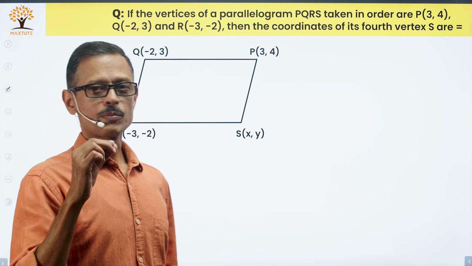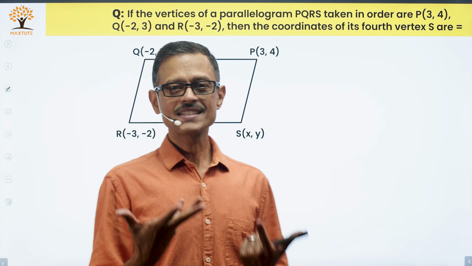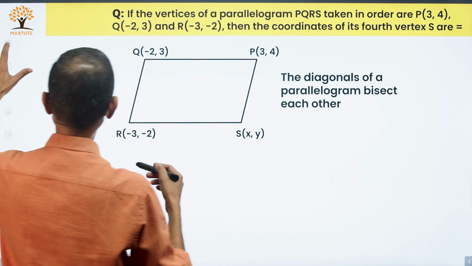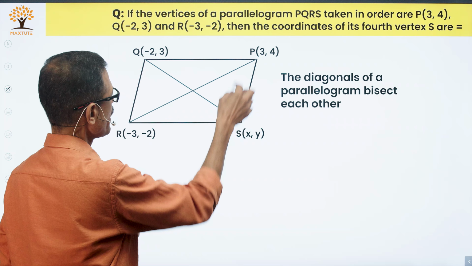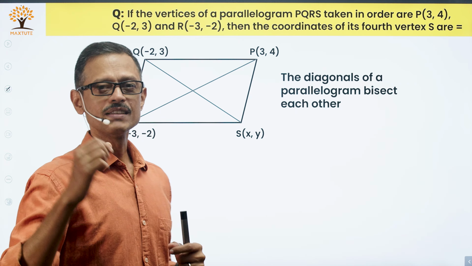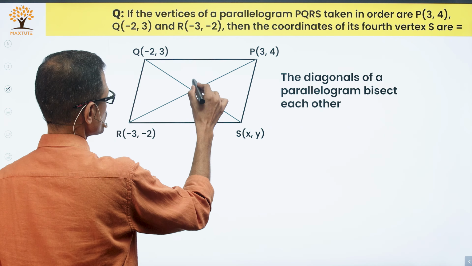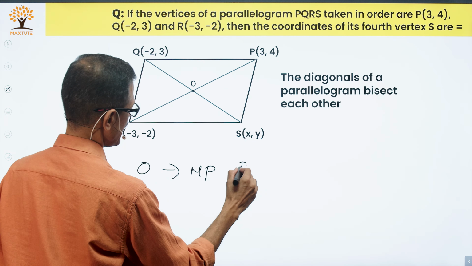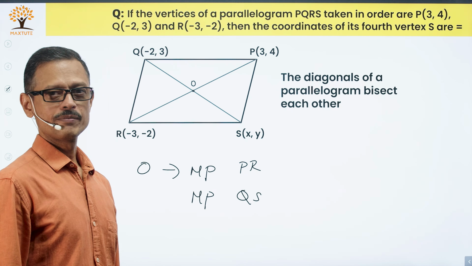What we are going to be using as a property of a parallelogram is that in a parallelogram, the diagonals bisect each other. QS is a diagonal, PR is a diagonal. These diagonals will bisect each other, which essentially means that the point where these two diagonals meet is going to be the midpoint of both the diagonals. Let's say this is the point where the diagonals meet. This O is the midpoint. O is the midpoint of PR and O is the midpoint of QS as well.